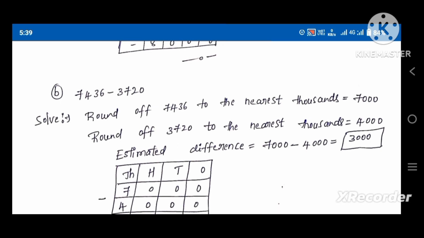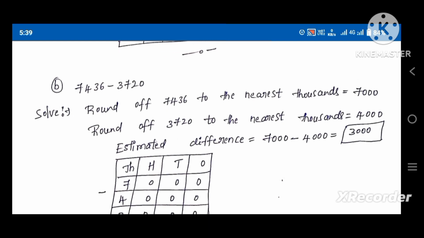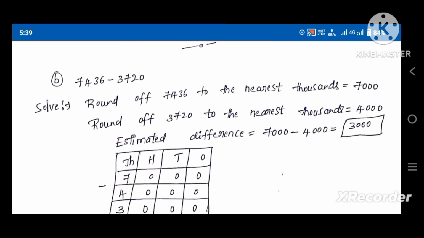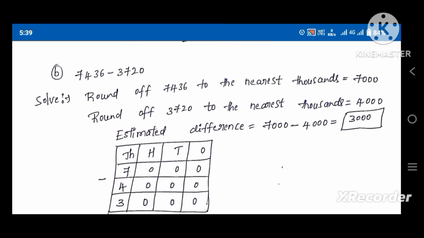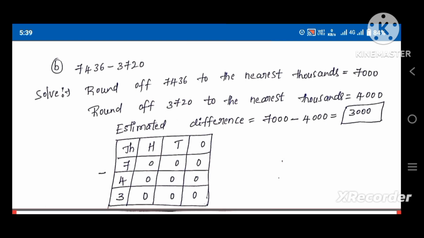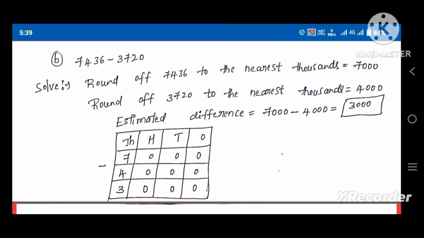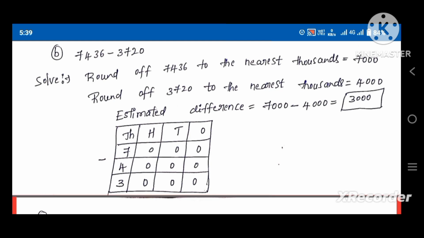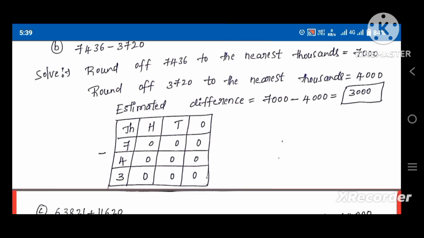Question number B. 7436 minus 3720. Solve. Round off 7436 to the nearest thousands is equal to 7000. Round off 3720 to the nearest thousands is equal to 4000. Estimated difference is equal to 7000 minus 4000 is equal to 3000.